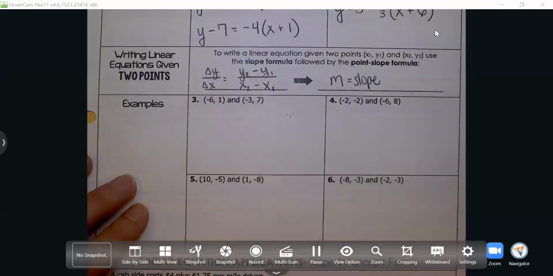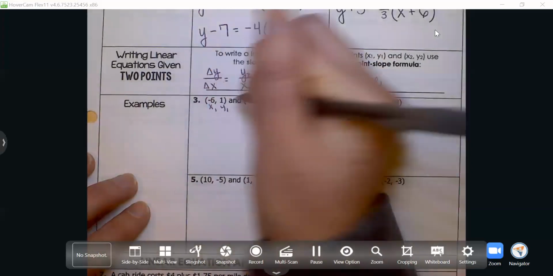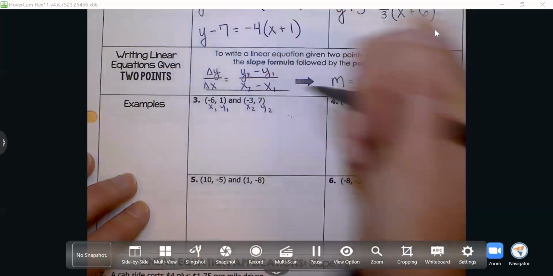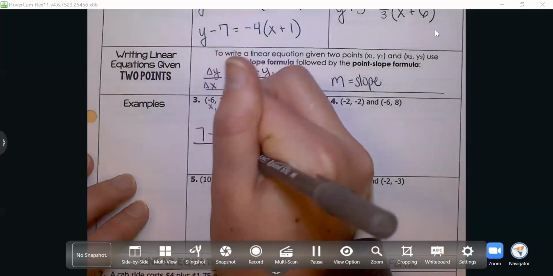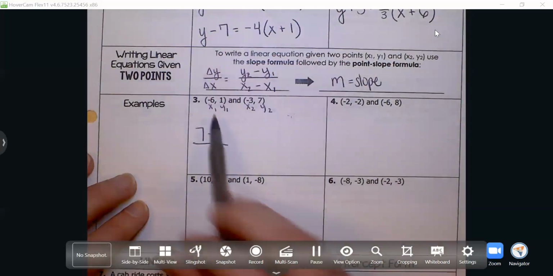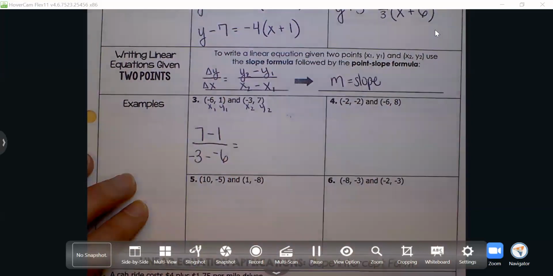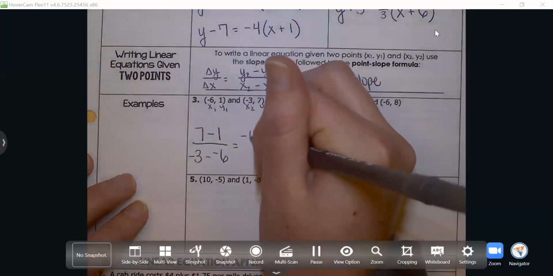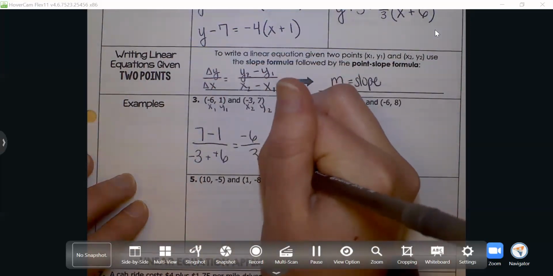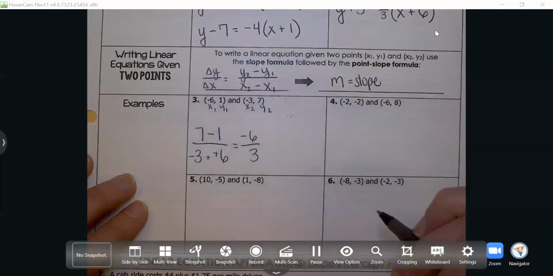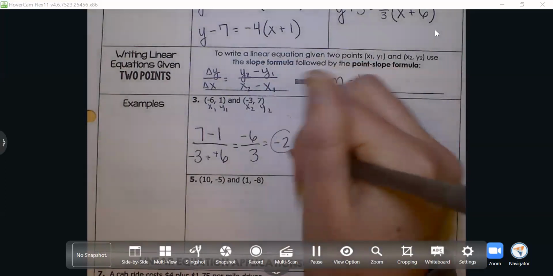So let's practice figuring out slope between these 2 points. Again, we got x1, y1, x2, y2. So I'm going to subtract my y's on the top of my fraction, 7 minus 1, and subtract my x's on the bottom of my fraction, -3 minus -6. 7 minus 1 is 6. -3 minus -6, that ends up being a +3. And then I get a 2 as my answer. So this is my slope.